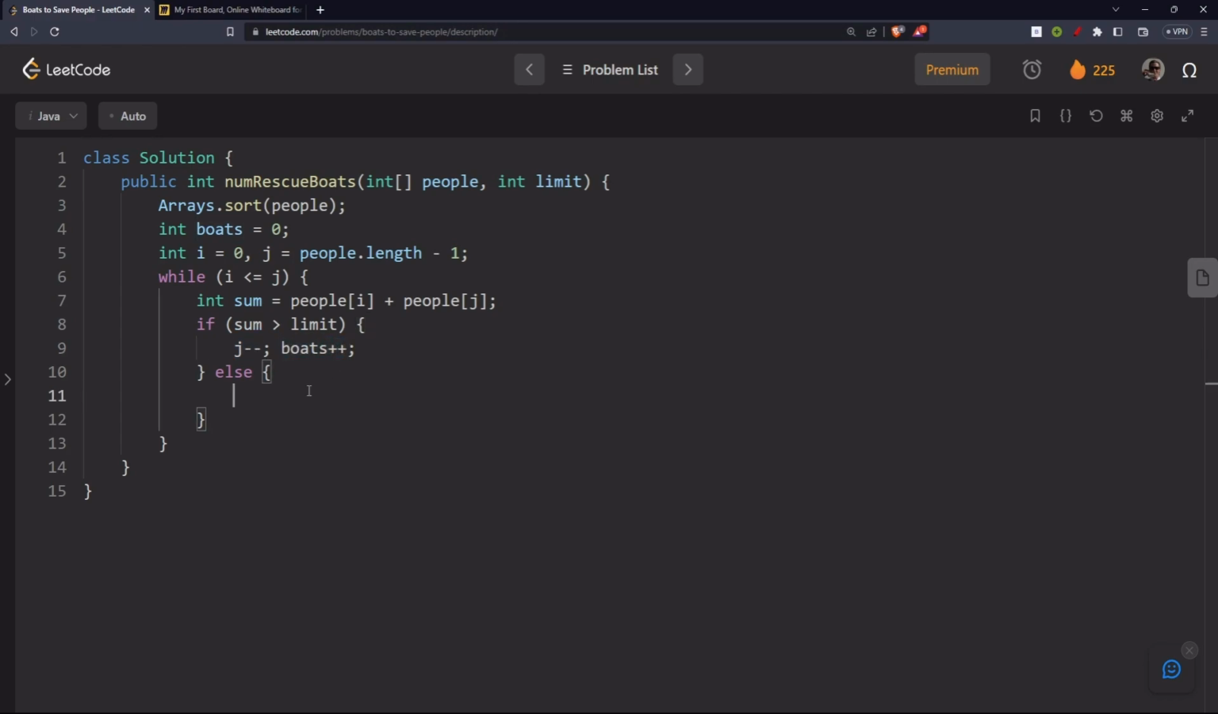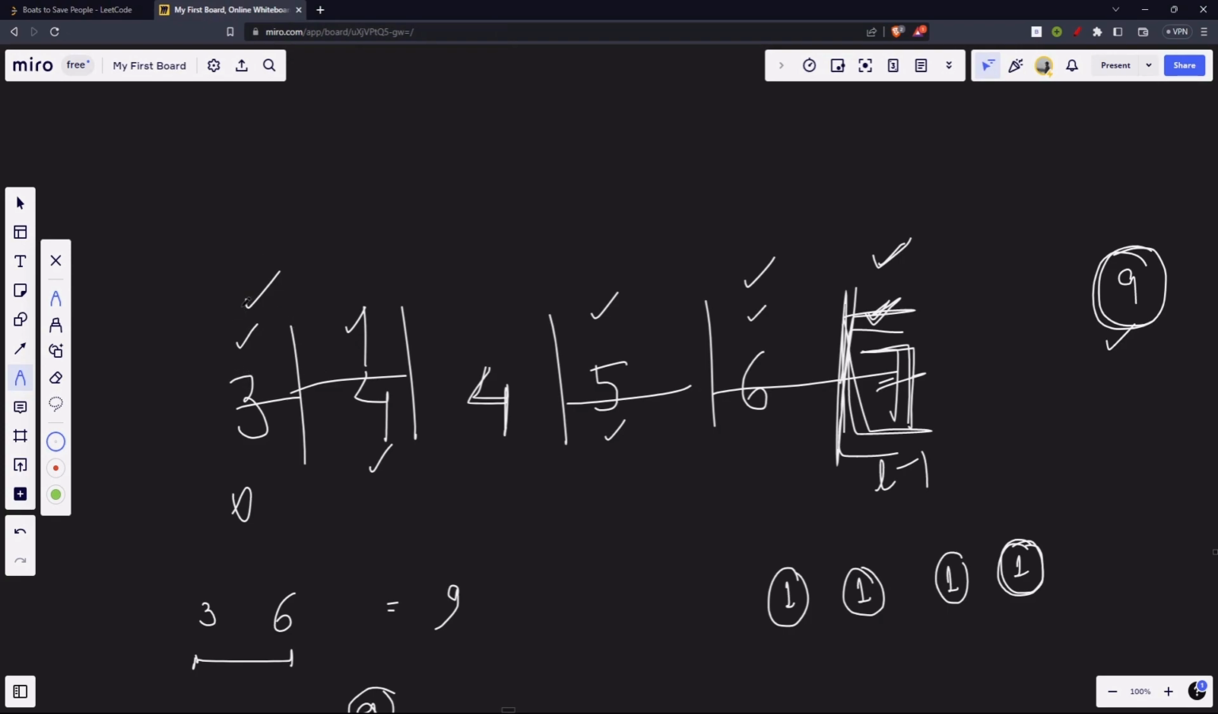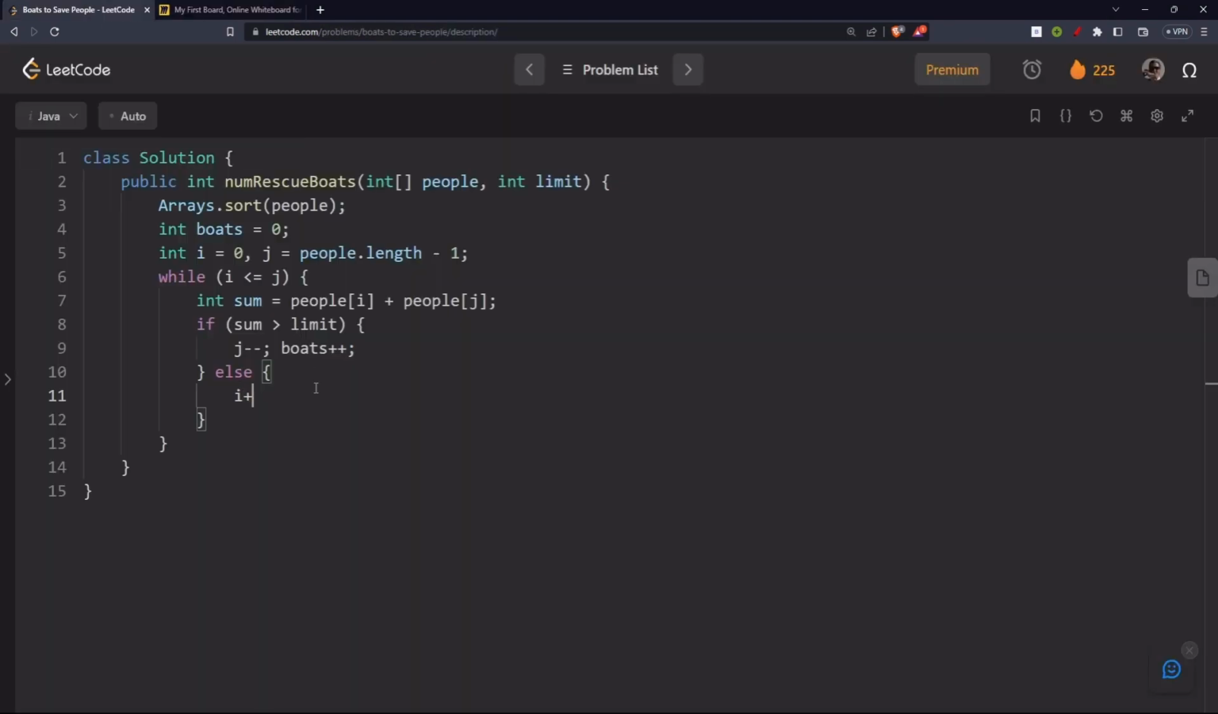Otherwise, if this guy and this guy's combined weight is in the limits, we will discard both of them. So if our i is here, we discard it, i will come here, and j is here, we discard it, j will come here. So i plus plus and j minus minus, and both of them take one boat, so boats plus plus. At the end, return boats. This part can definitely be shortened, but this makes a lot of sense, so let's keep it as it is.